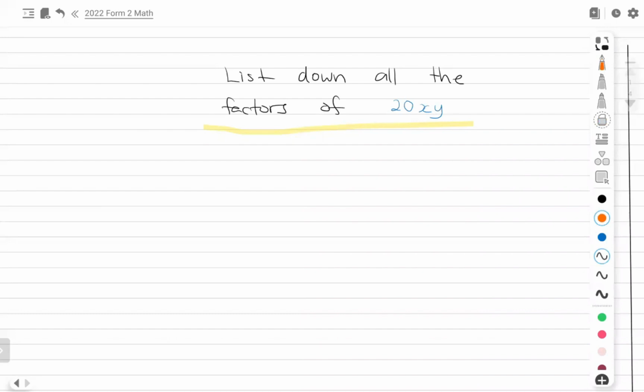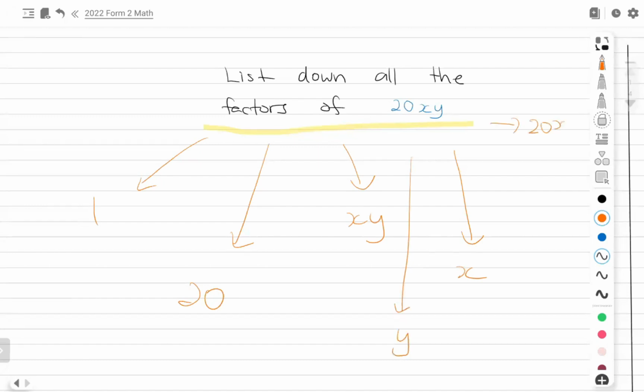Let me see. 1 and 20, yes. The number, yes. What else? 1 and 20, yes. What else? 20xy. Plus xy. Okay, yes. The answer just now, xy. Okay, x itself and then y. Then what else? 20xy, yes. Still got.